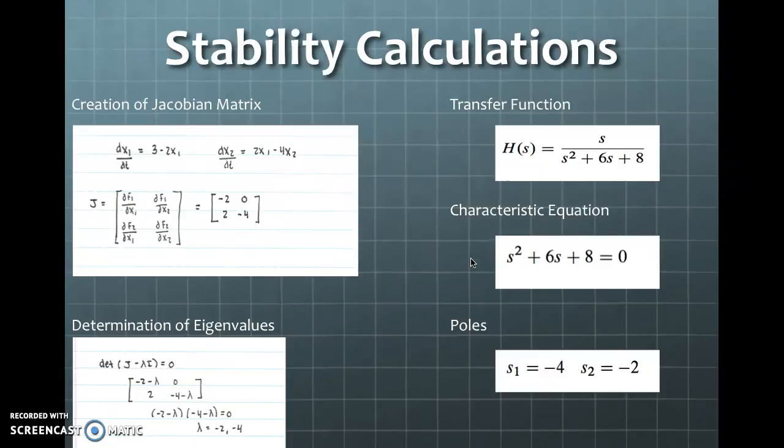Another method of calculating stability is using the transfer function, which is in the Laplace domain. The transfer function is a ratio of the output of a system to the input, and it describes the impulse response. Here's an example of a transfer function. The denominator of the transfer function is called the characteristic equation, shown here. The roots of the characteristic equation are called the poles, and they correspond to the eigenvalues in the solution to the homogeneous system. This means that similar to the Jacobian, we want negative poles in order to have a stable system.